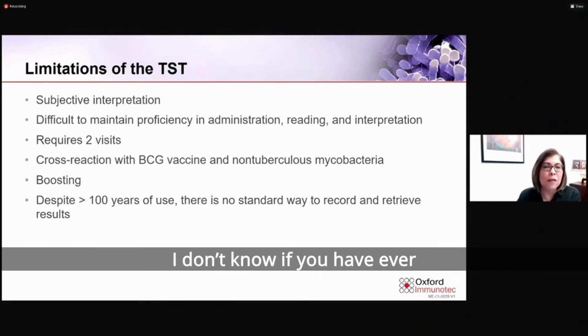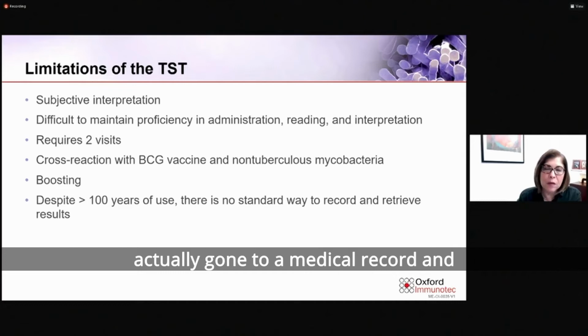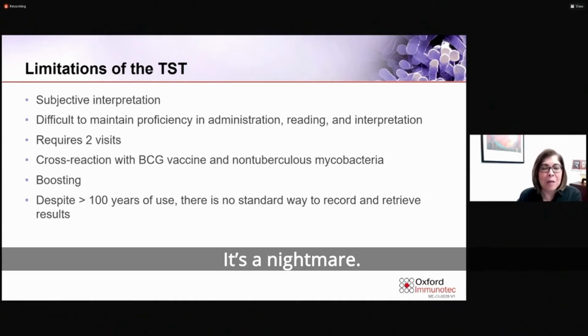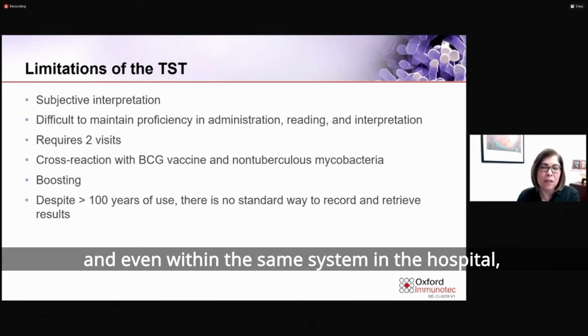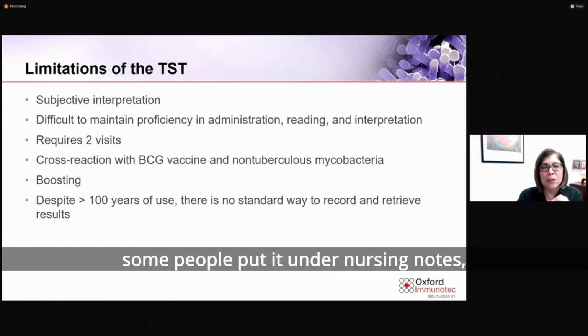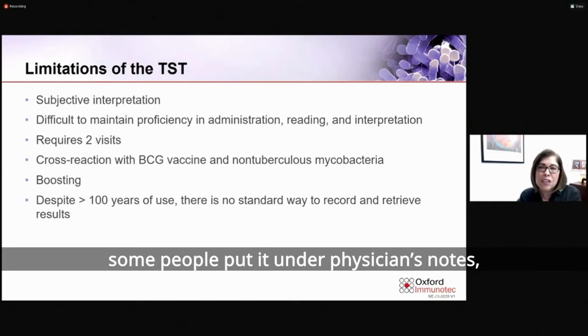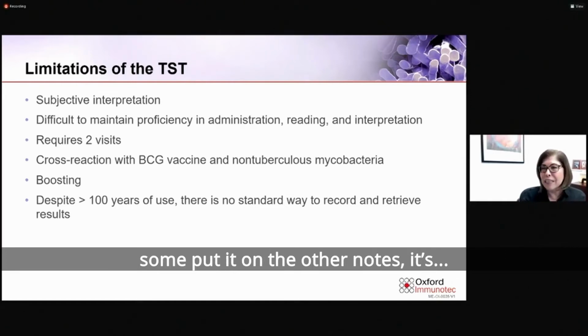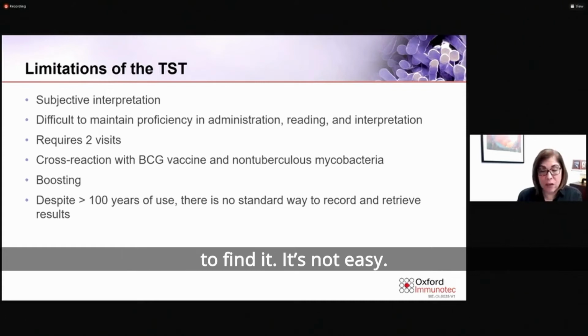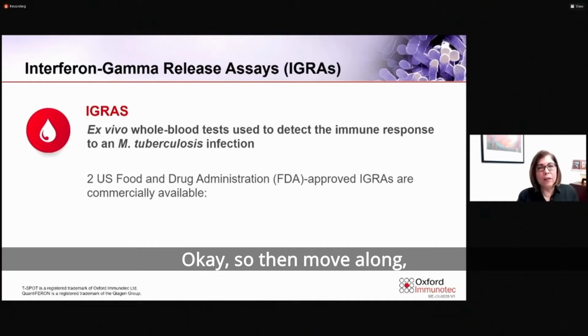I don't know if you have ever actually gone to a medical record and tried to find out where in the medical record they have the result of the PPD. It's a nightmare. It depends on the system that you use, and even within the same system in the hospital. People put it in their nursing notes, and people put it in the physician's notes, and in the other notes. You just have to look and look and look to find it. It's not easy. It's crazy, but it's not easy. Okay, so let's move along.